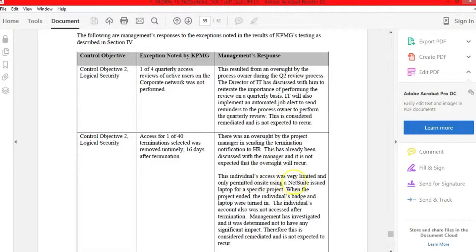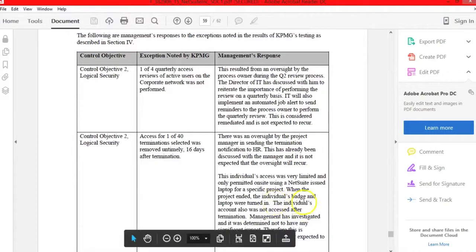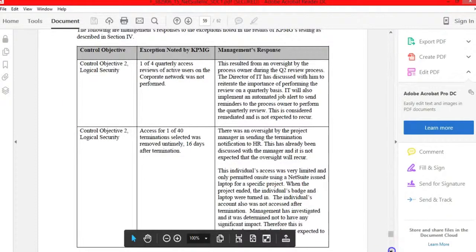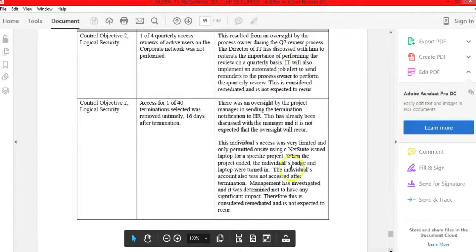This individual's access was very limited. So now they're saying, look, we know we have one person whose access we didn't terminate on time, but their access was very limited. It was only permitted on site using a NetSuite issued laptop for a particular project. When the project ended, the individual's badge and laptop were turned in. Their account, we also then checked, and their account wasn't accessed after the termination. And so management has investigated and determined that there's no significant impact. Therefore, this isn't a problem.